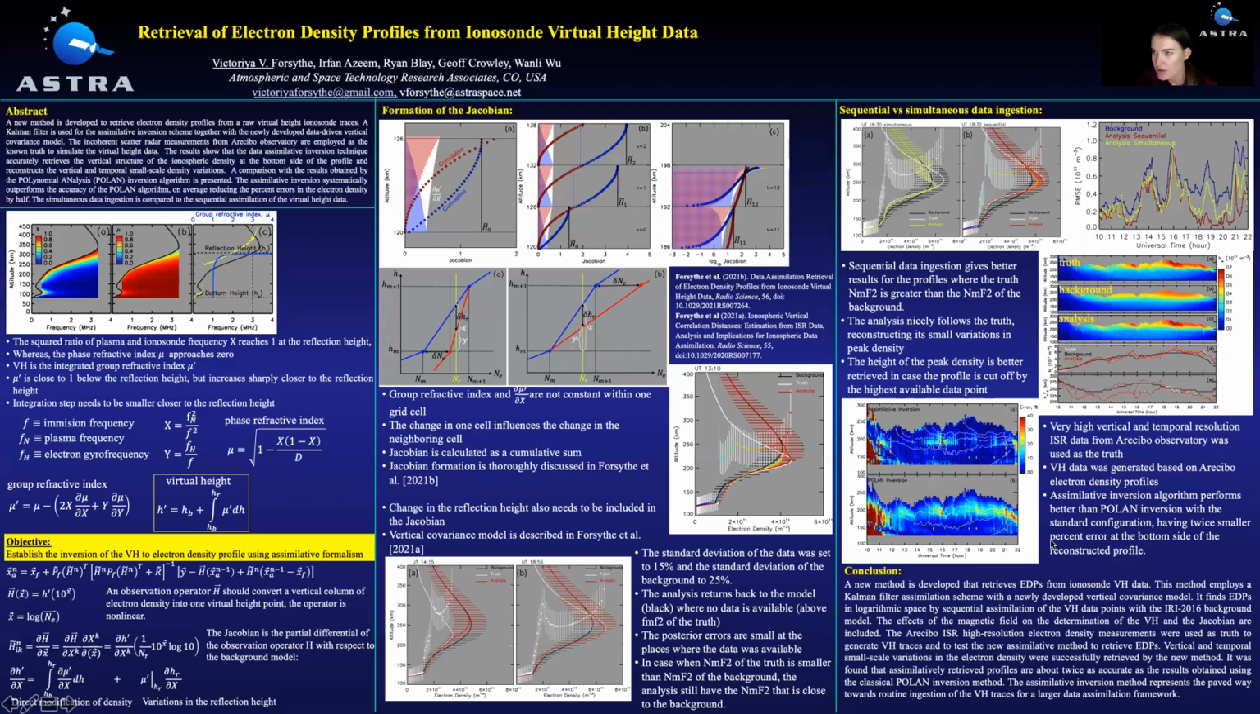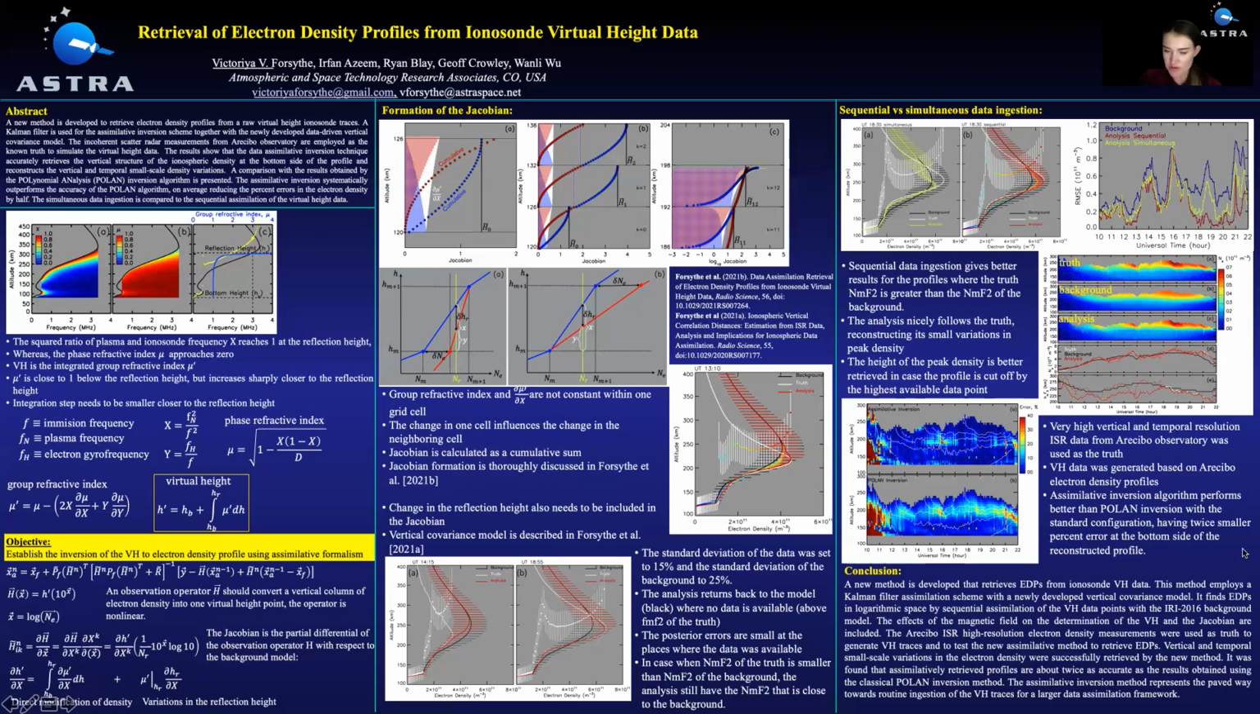We also compared our technique to the standard configuration of the POLAN inversion method and observed that our percent errors look about twice smaller. The first panel shows the assimilative inversion, and the color represents the percent error in comparison to the known truth. The bottom panel shows the result of POLAN inversion. You see that here at the bottom portion of the profile, POLAN shows about 20% difference from the truth, and this percent difference is much smaller for the assimilative inversion technique.